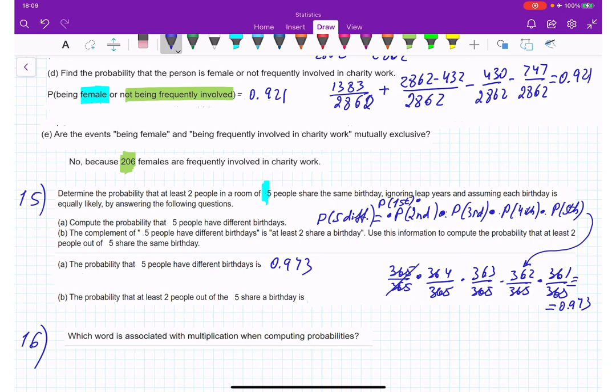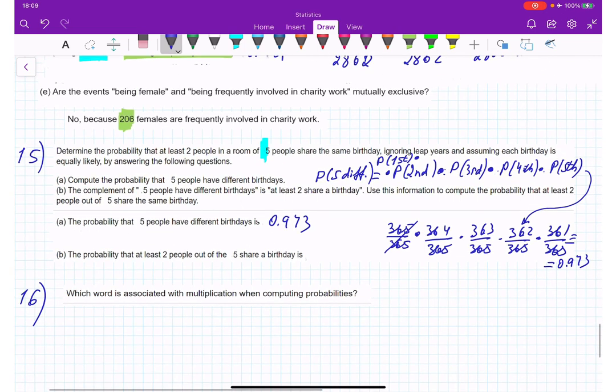Okay, for B, the probability that at least two people out of five share a birthday. At least two. When we say at least two out of five, what we're going to do is take one minus this, 0.973. It's going to be 0.027. Okay? Or it's 2.7%.